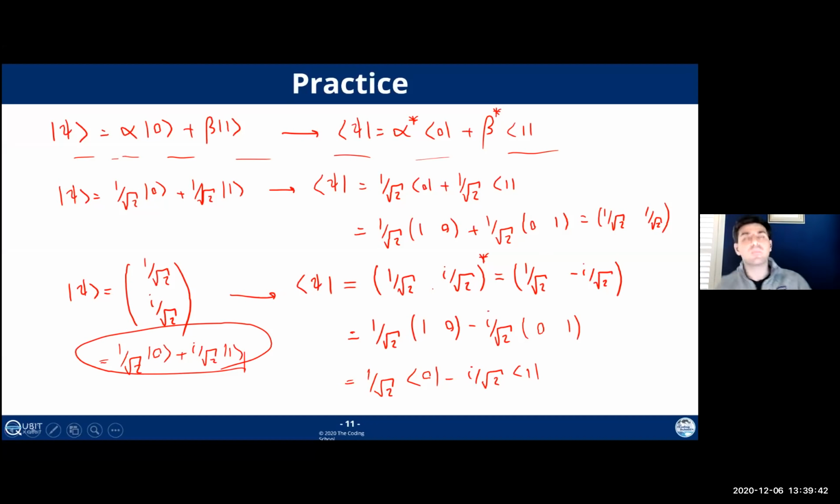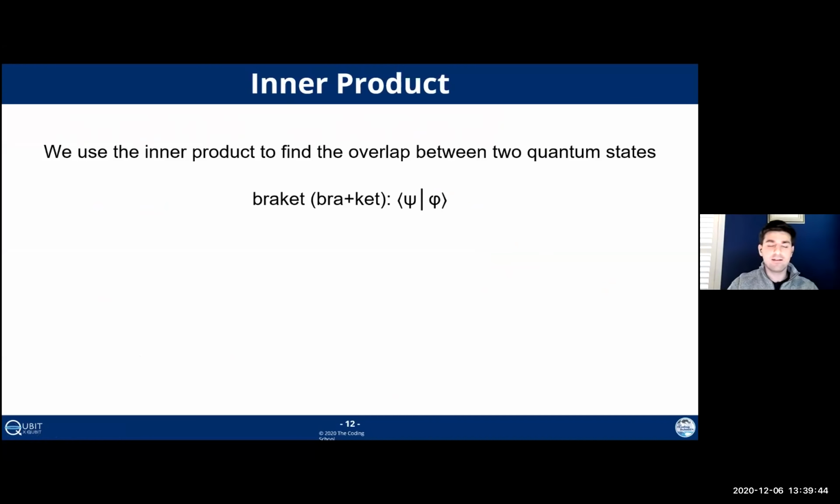So now we're going to talk about what an inner product is, and we use inner products to find the overlap between two quantum states. And actually, the reason why the bracket notation is called bracket is simply because we have a bra. Here we have bra of psi, and then a ket, in this case a ket of phi. And when we put them together, we get a bracket.